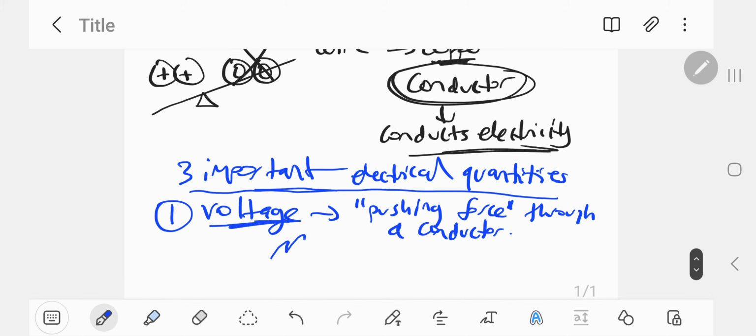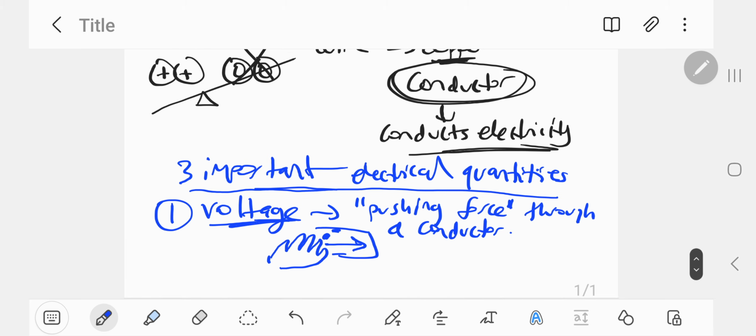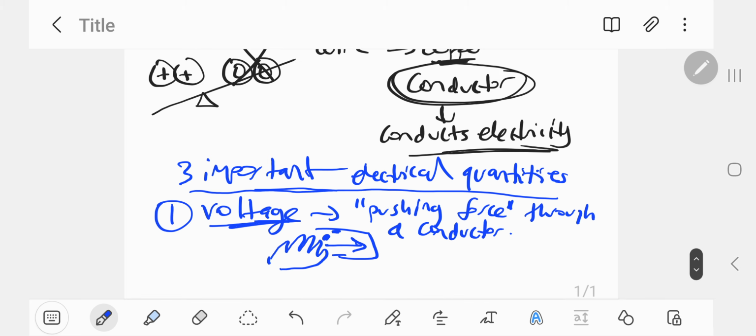Think of a hand that's pushing electrons along a wire. That hand is voltage. Think of a fridge. To move a fridge, you need to apply a force. Think of you pushing the fridge as the voltage in this case, and the fridge is the electron. So it's a measure of pushing force.